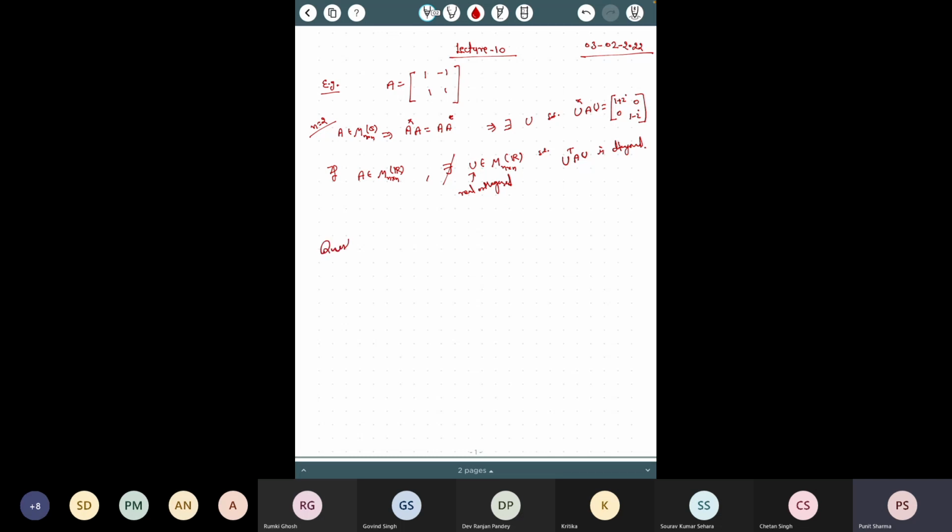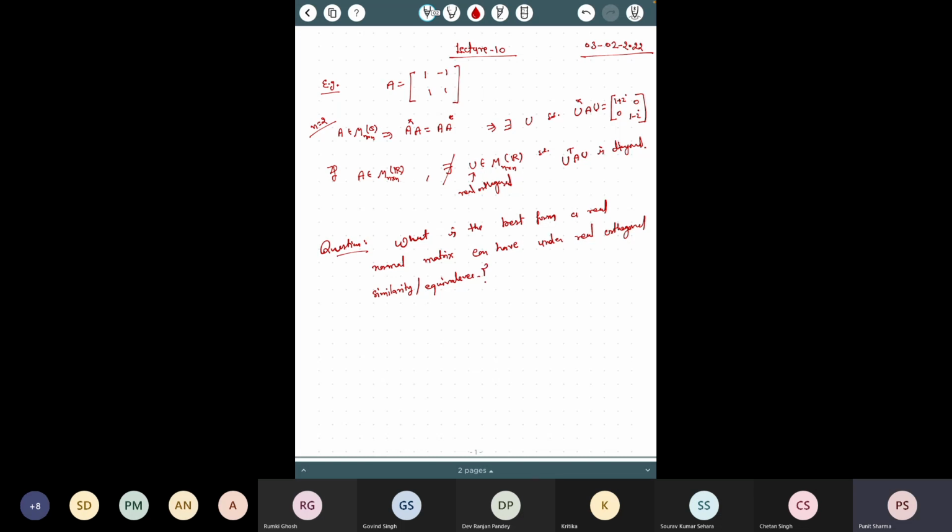So the question here is, what is the best form a real normal matrix can have under real orthogonal equivalence or similarity? So this is the question. Now what would be your answer?